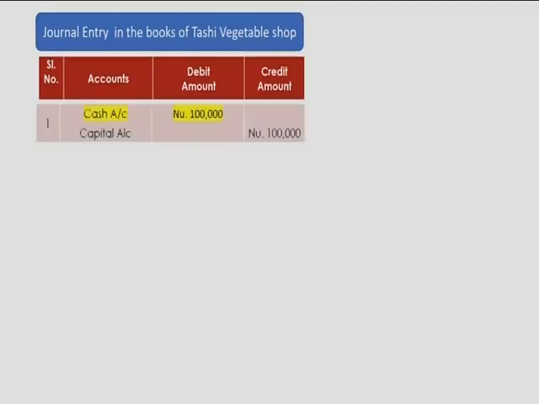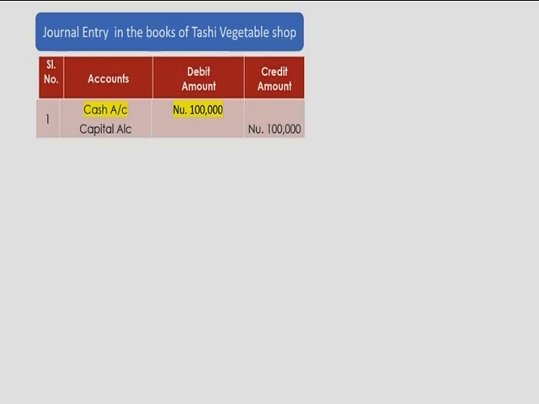Journal entry in the books of Tashi vegetable shop. So in the journal entry we have accounts, we have debit, we have credit. So first entry is cash account debit, capital account credit. So in the respective column, the amount has been recorded. Second entry for purchasing furniture, furniture account is debited and cash account is credited. So in respective column, we write the amounts.